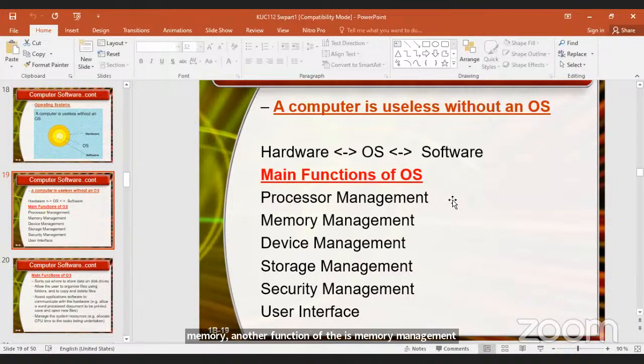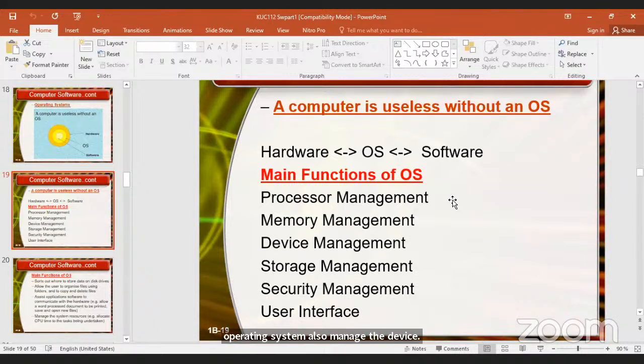Another function of the OS is memory management. Memory management means that the operating system usually allocates necessary memory to running processes. It allows you to run different programs concurrently. It allows multi-processing, allows multi-programming, so that the computer is stable, the computer does not hang, and all the programs are running without conflict.